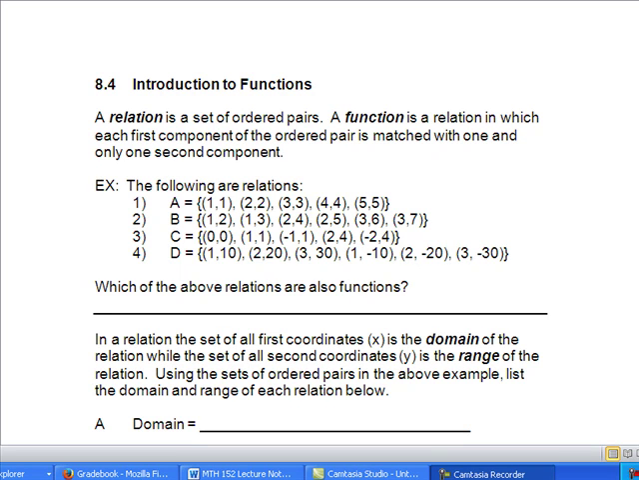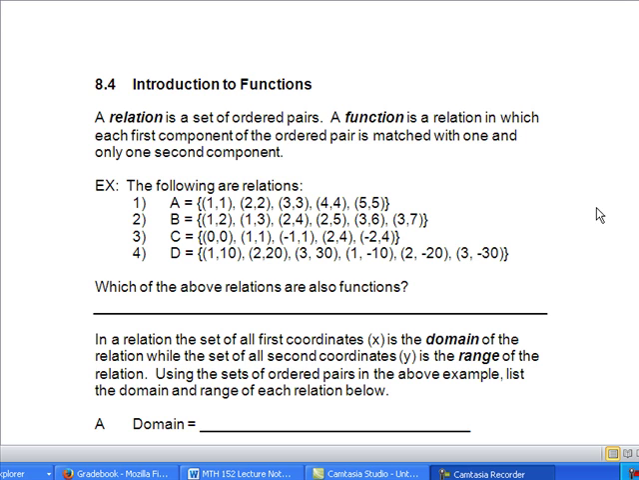Today let's take a look at section 8.4 on an introduction to functions, and we'll be talking about both relations and functions initially. A relation is nothing more than a set of ordered pairs. So you can see in my example I have 4 sets of ordered pairs. All of those would be relations. A function is a special type of relation.